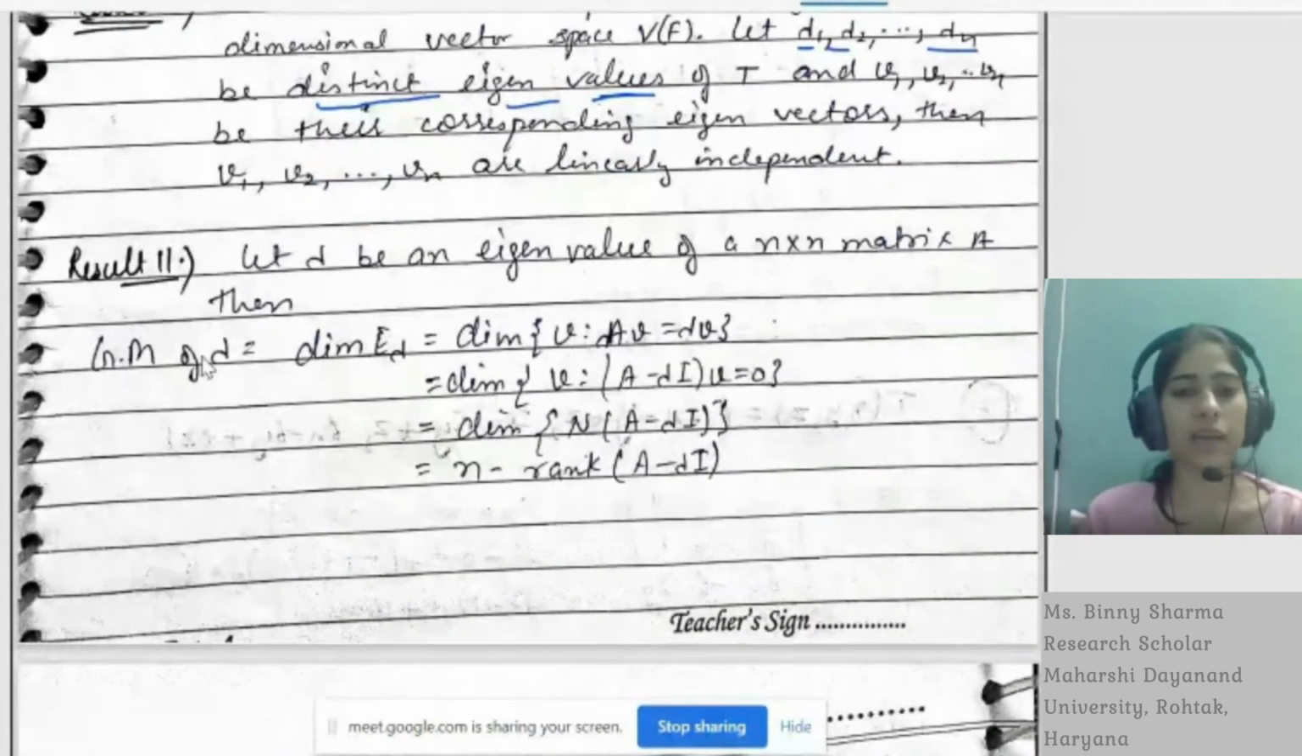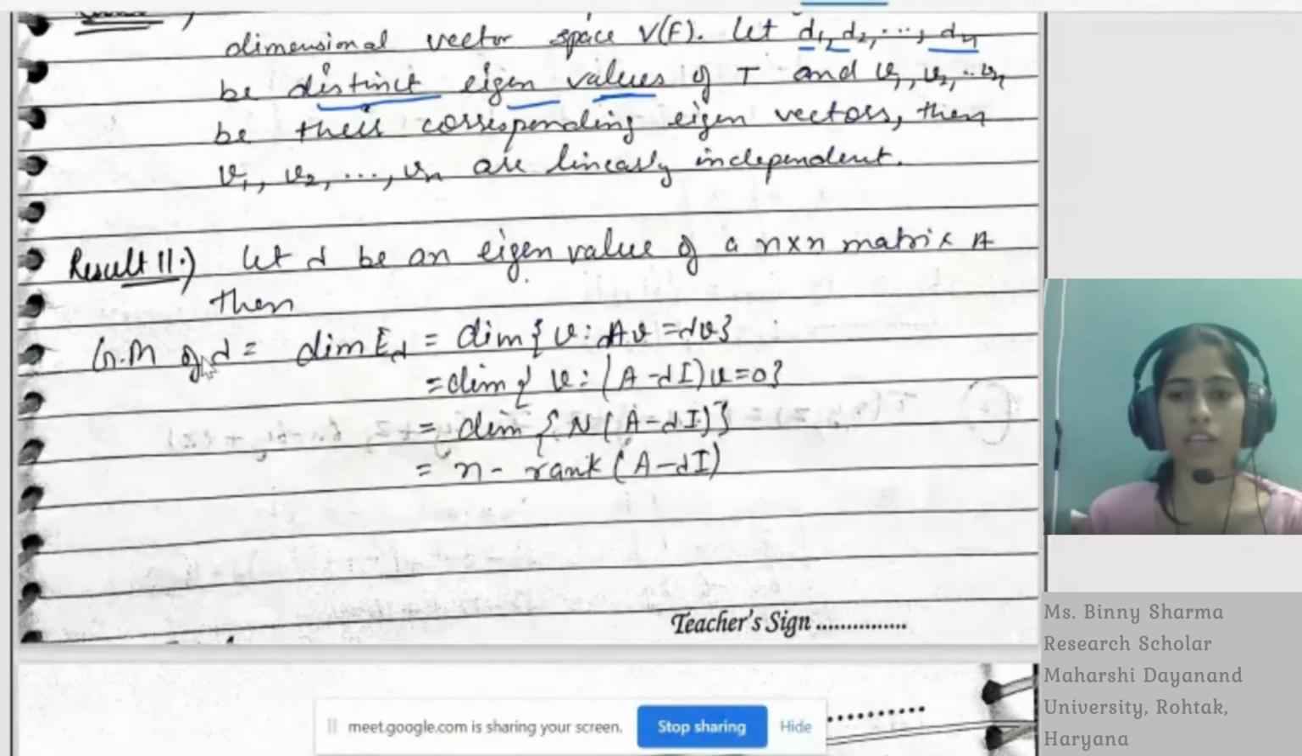Result 11. Let lambda be an eigenvalue of an n cross n matrix A. Then the geometric multiplicity of lambda, that is the dimension of the eigenspace corresponding to the eigenvalue lambda, that is dimension of E lambda, is defined as the dimension of {V : AV equals lambda V}, and it is transformed into the dimension of the homogeneous system (A minus lambda I) V equals 0.